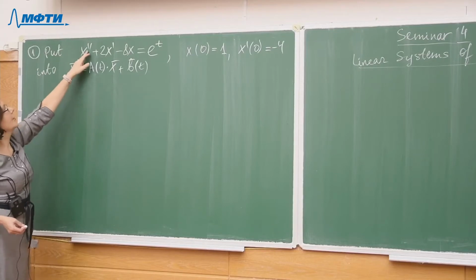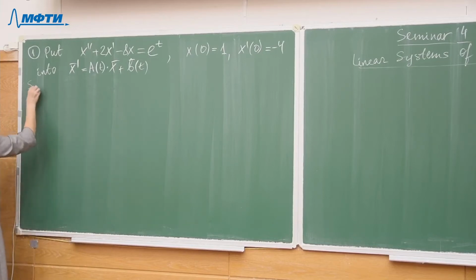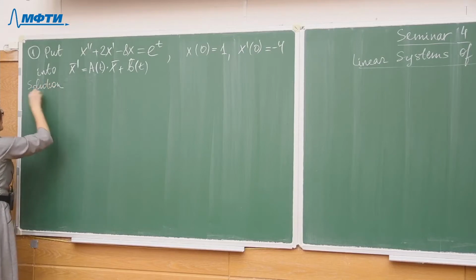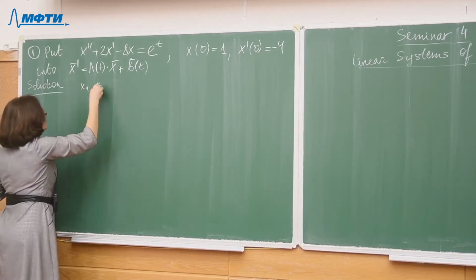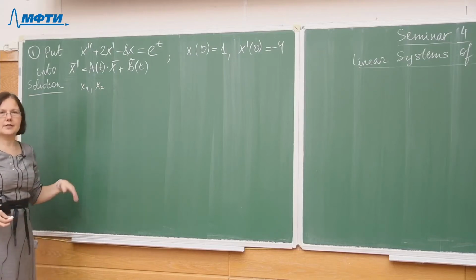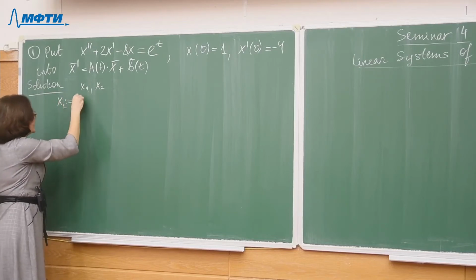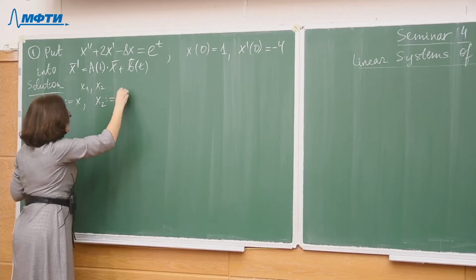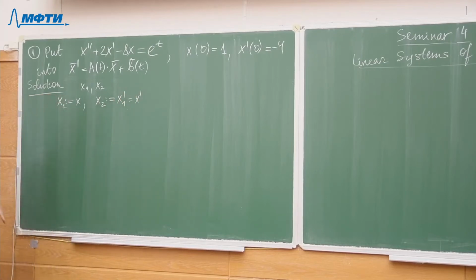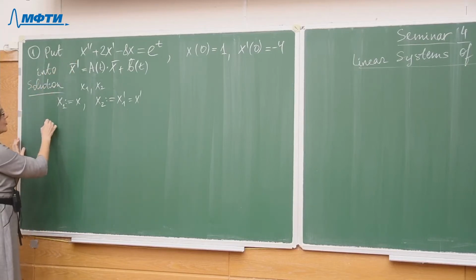How to reduce the order and obtain this vector equation? There will be two variables, x and y, or x1 and x2. So let it be x1 and x2. And we should proceed as before, as in the preceding seminar, right? If we set x1 to be equal to x and x2 equals x1 prime, or x prime, then we can rewrite this equation in the following form.